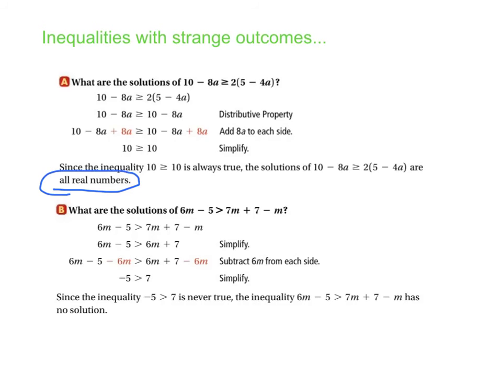It's not an identity, so you're not going to write the word identity down. That's only for equations. We don't have inequality identities. But we do have inequalities where all the real numbers will make it true.